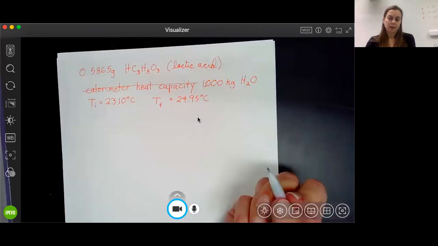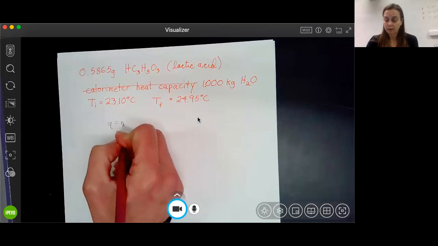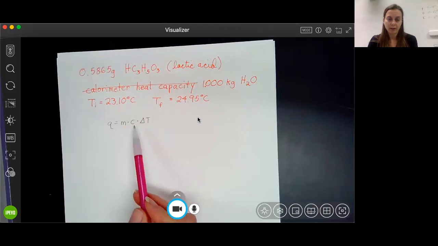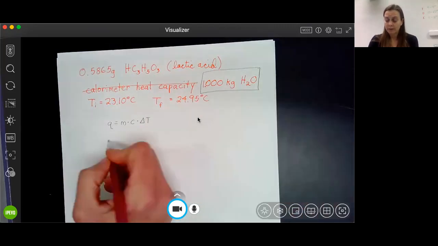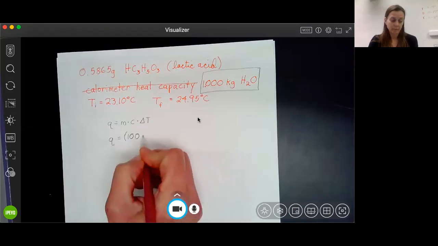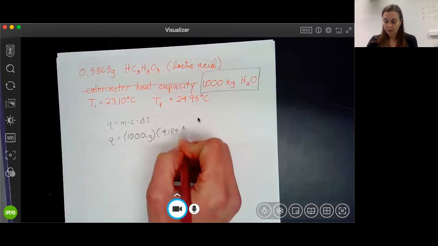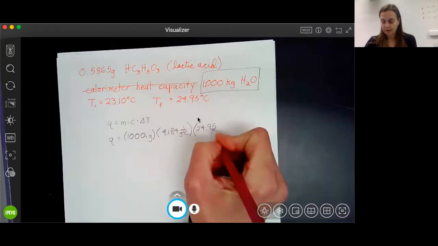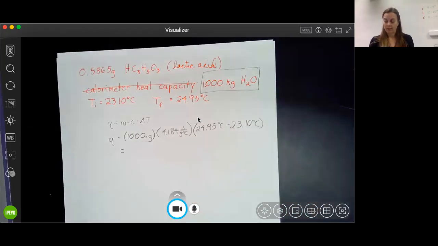So first thing we're going to do is determine the enthalpy change, the heat change, or the heat given off by the reaction. So we're going to use Q equals M times C times delta T. Now, remember, we are measuring the energy change of the surroundings, not the system. So this mass that we're putting in here needs to be the mass of the surroundings, which is this 1 kilogram of water. And so we know that Q is equal to 1,000 grams times the specific heat of water, which is 4.184 joules per gram degree Celsius, times the change in temperature, which is final temperature, 24.95 degrees Celsius, minus initial temperature, 23.10 degrees Celsius.